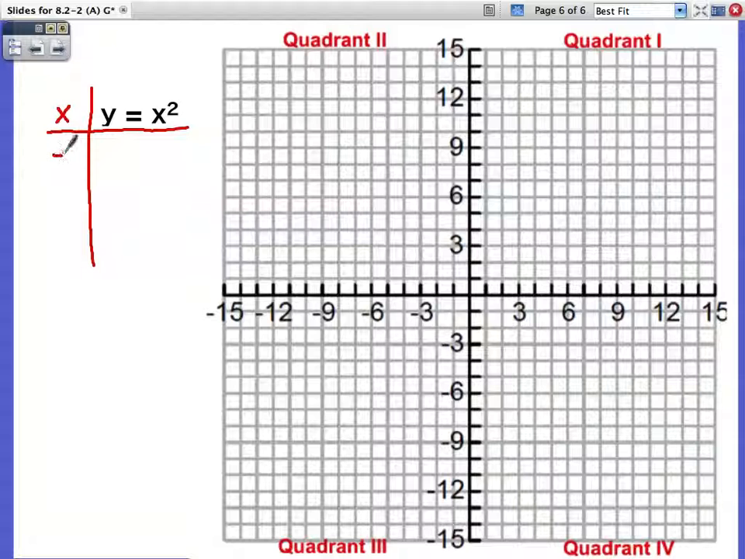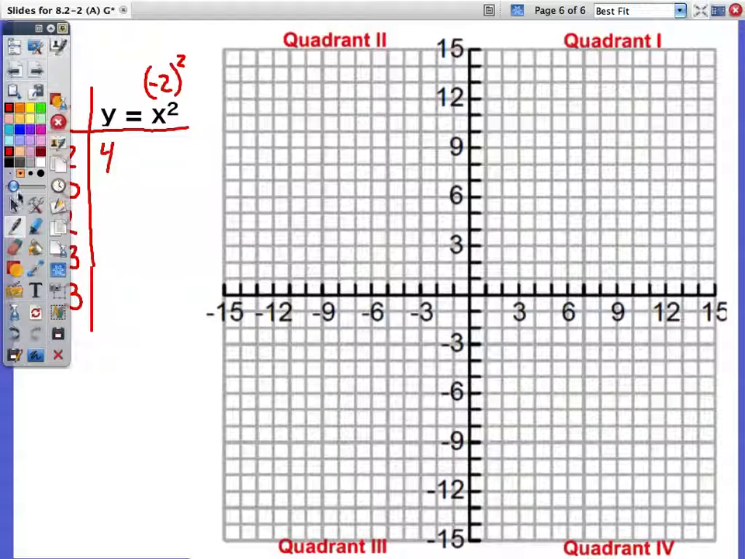Now I'm going to pick -2, 0, +2. I'm going to also pick -3 and +3. And the reason I'm picking these values is I kind of know what this graph looks like, and so I want to show it to you. So we plug in these values for x. What's negative 2 times negative 2? We would plug negative 2 in for x here, and it would be negative 2 squared. Oh, that would be a positive 4, right? And so we continue on down the line here, getting our points.